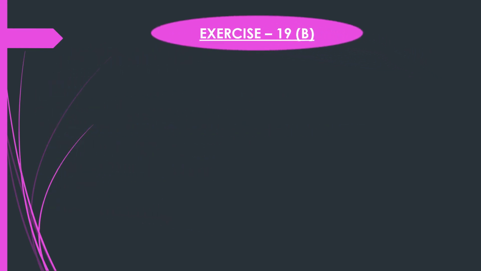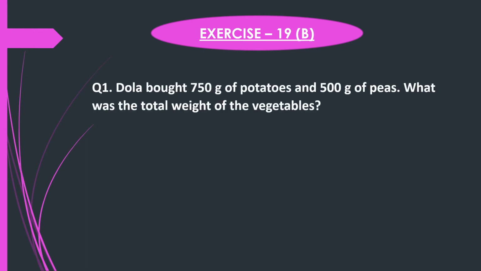Now children, we are going to do exercise 19B, which is based on measures of weight. Now see the first question. That is, Dola bought 750 gram of potatoes and 500 gram of peas. What was the total weight of the vegetables? Now this is very easy. You understood? Total weight is asked.